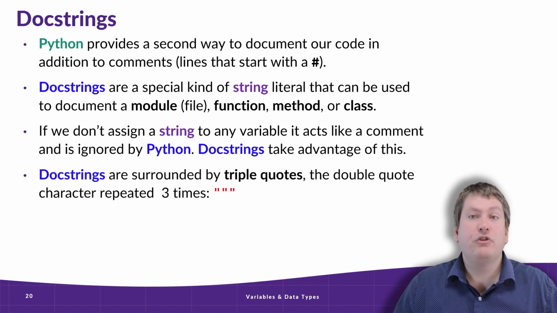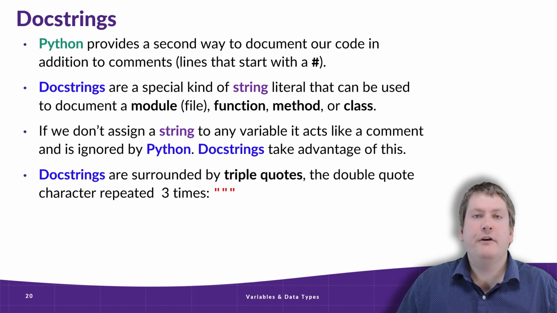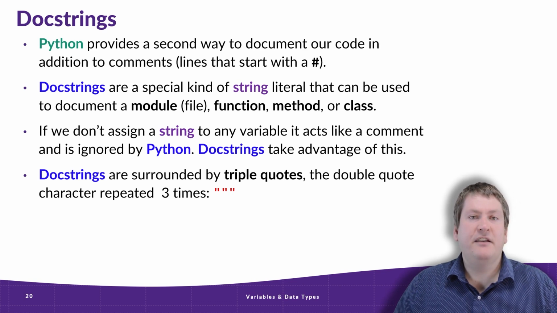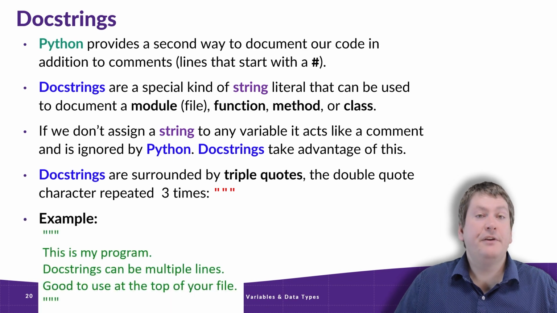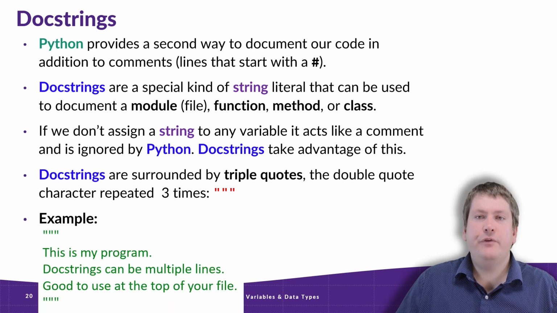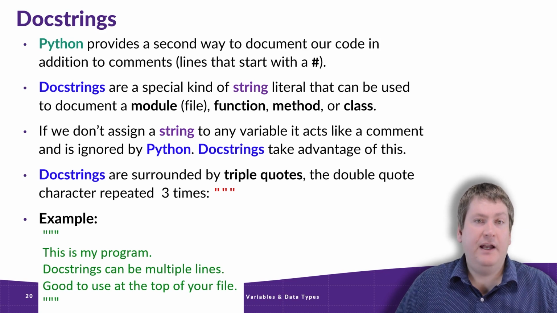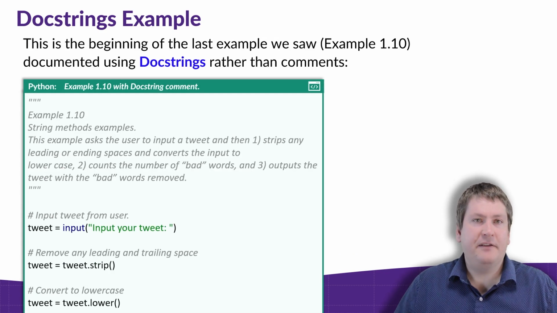Docstrings are always surrounded by triple quotes. That's the double quote character repeated 3 times. Now, technically a single quote repeated 3 times would also work, but the PEP 8 style guide recommends using 3 double quote characters for any docstrings. So here's an example of a docstring comment. Note that unlike comments created with a hash symbol, docstring comments can span multiple lines. The important thing here is they have to start with 3 quotes, and those can be on the same line or the line above, and they have to end with 3 quotes, and those can be on the same line or the line after.